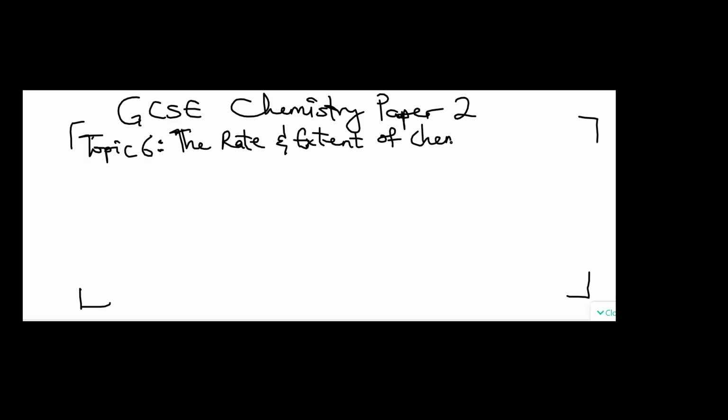Okay, so the topics on that paper 2, remember, all of these that I'm listing are based on AQA. So if some of the topics that I'm mentioning seem to sound a bit alien to you, that's because I'm listing the topics based on AQA. So in another video of mine, I'll list the topics based on EdExcel, but for now, this is AQA. So topic 6 will be the rate and extent of chemical changes.